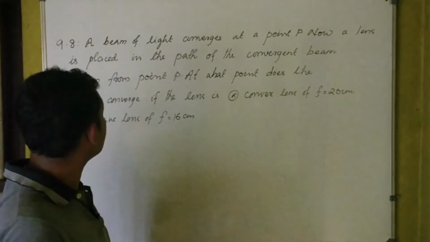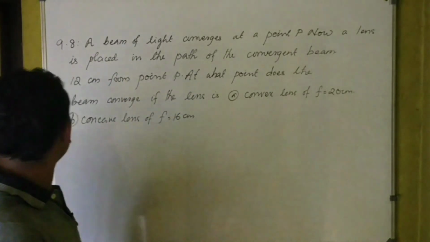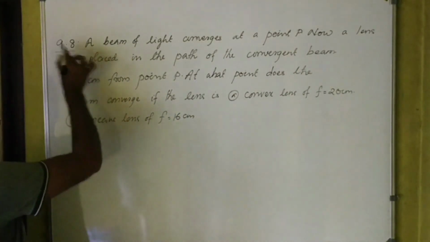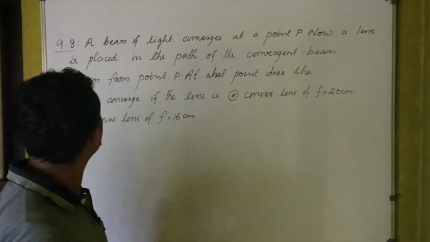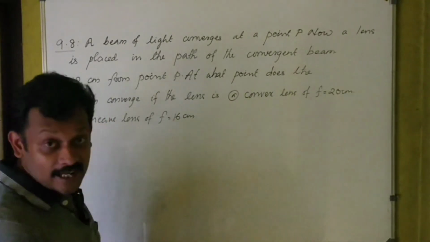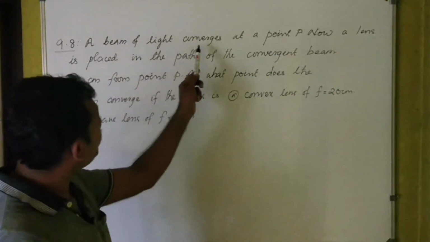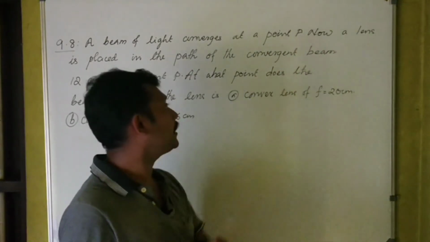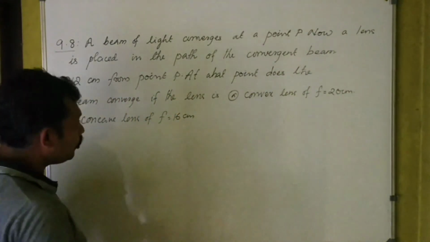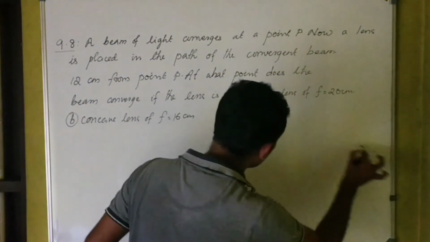Different problem for discussion. This is again an important question from the NCERT book. This is the exercise 9.8 question. And the question says, a beam of light converges at a point P. So this is a converging beam.